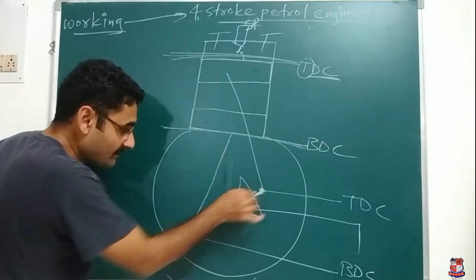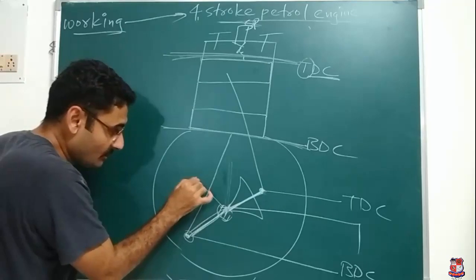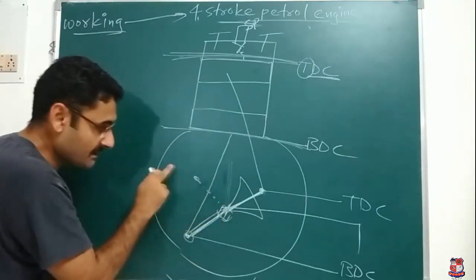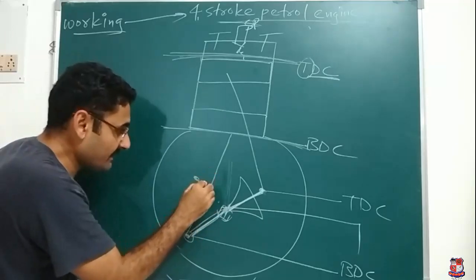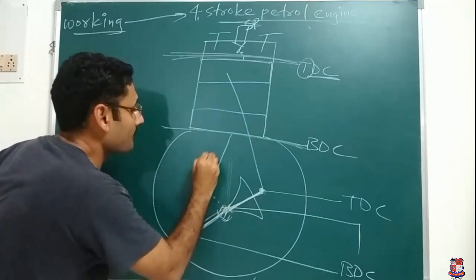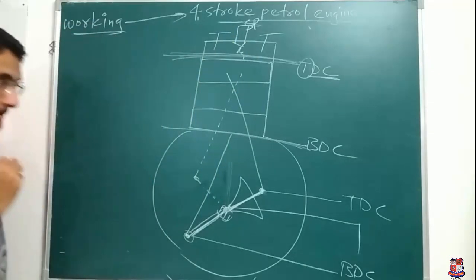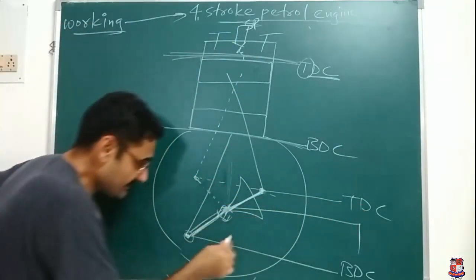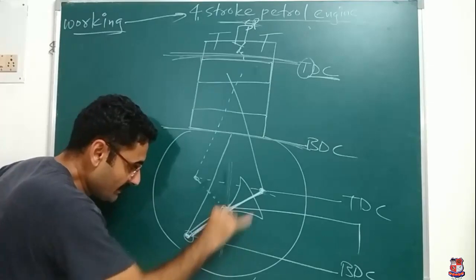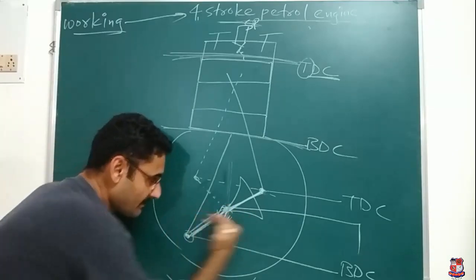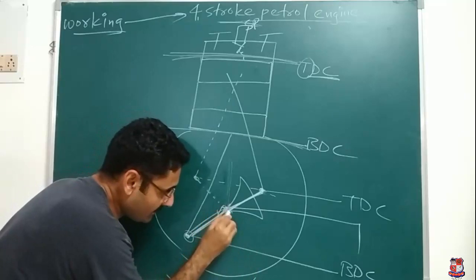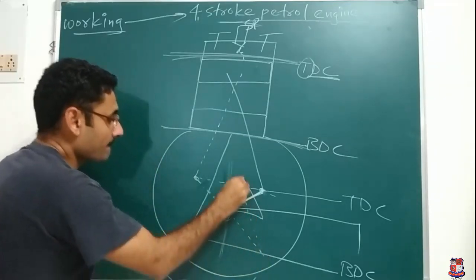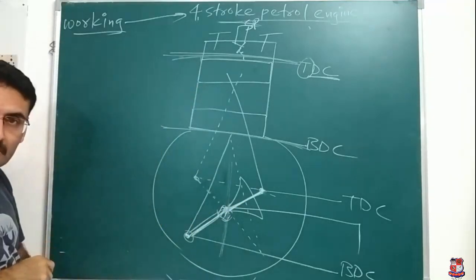Now supposing over here I put one mirror, the mirror image will be over here for this connecting rod, and correspondingly the crank will be over here. That position is also known as TDC. Similarly, if I put one mirror over here, the mirror image of that crank will be over here and the connecting rod will be over here. Getting what I am saying?